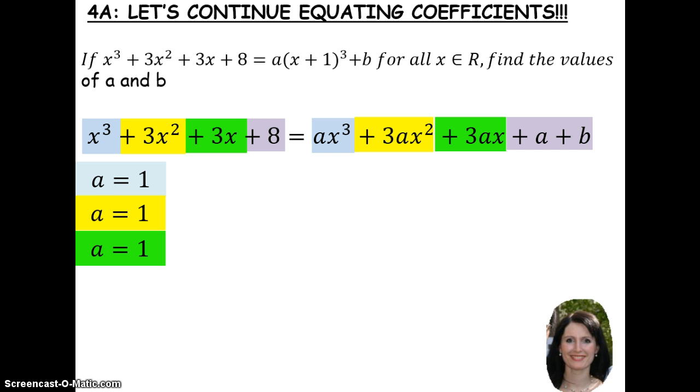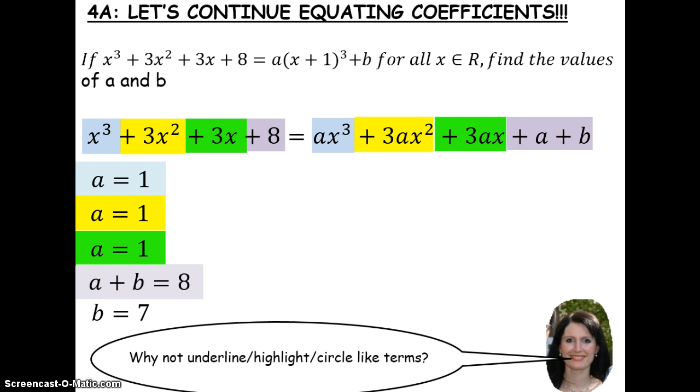Let's now look at the purple, where we've got positive 8 equals positive a plus b. So a plus b equals 8. We know that a is 1 already. So therefore b must be 7. Not too bad. In this example, we have a lot of different things to do. It may be an idea to highlight or circle or underline like terms.